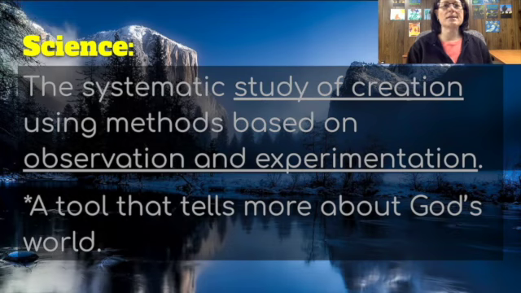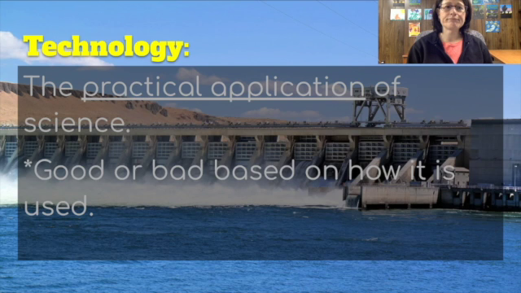So let's start out with science. Every year we talk about what science is. It's the systematic study of creation using methods based on observation and experimentation. Very important, observation and experimentation. It's a tool that tells more about God's world. So I like to study science because I want to know more about God and His world. Technology is the practical application of science, and this can be good or bad based on how it is used. It is up to us how we use what we discover in science.